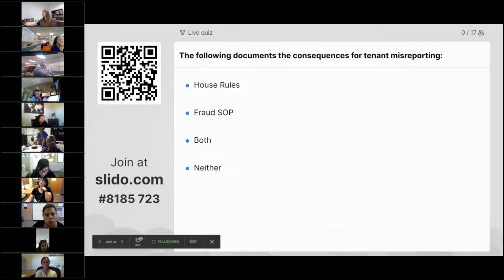The following documents the consequences for tenant misreporting: house rules, fraud SOP, both or neither? A little tricky. I don't think I specifically answered this one.